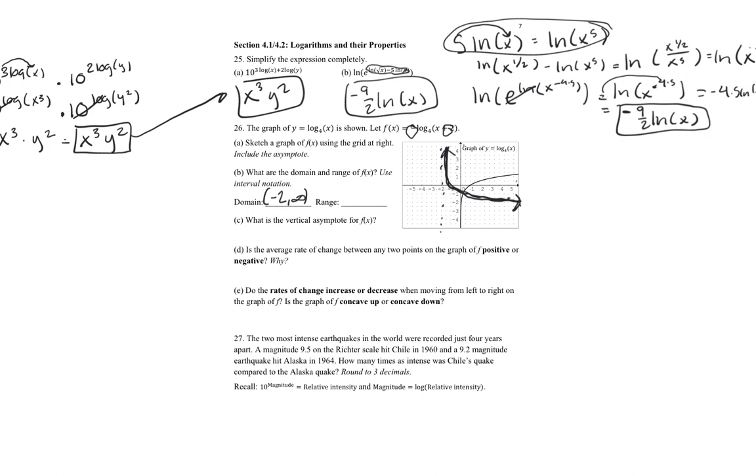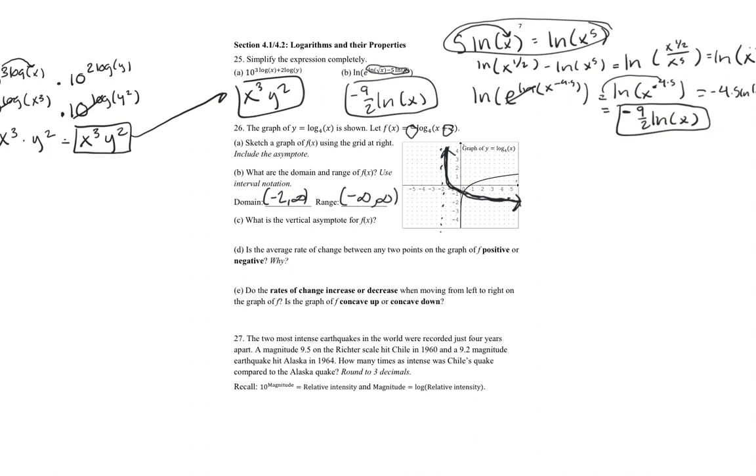And so for the range, if we look at the possible values that it could be, on this left side it's going up to infinity, and then on this right side, where it's closer to 5, it's going to -infinity. And so we're going to have our range from -infinity to infinity.